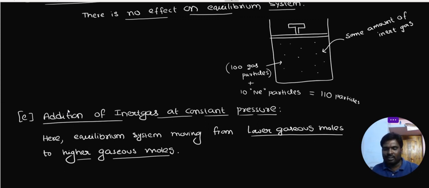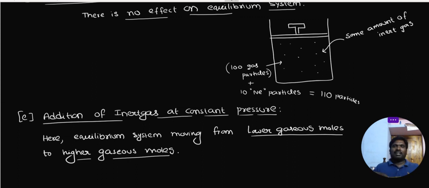Very important. What is the reason? When we add some amount of inert gas to an equilibrium system at constant pressure, then the resulting volume of gas increases. Is it right or not? So 100 gaseous particles are there in an equilibrium system. You are adding 10 neon particles. Then overall, how many particles? 110 particles. The number of particles is increasing. But here volume is not constant, pressure we are maintaining constant. Here volume is not fixed.